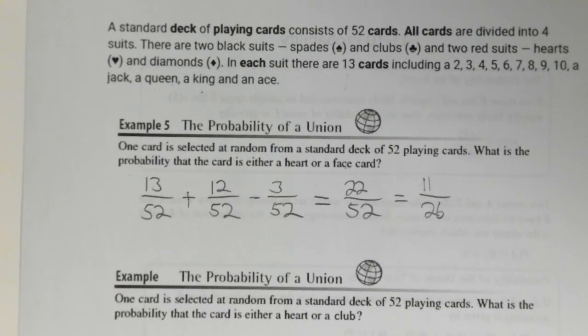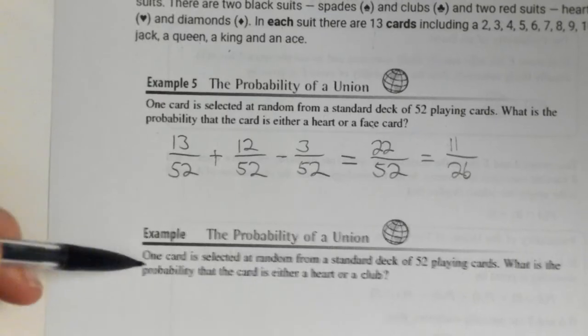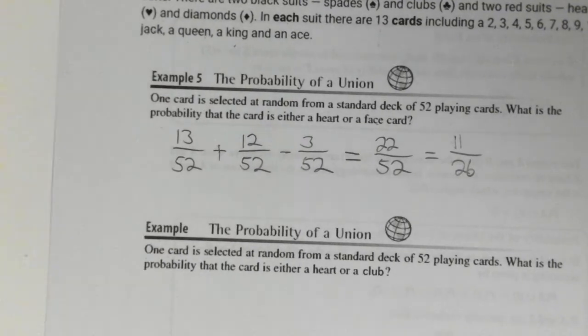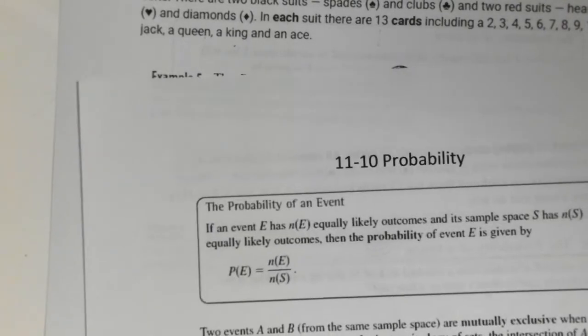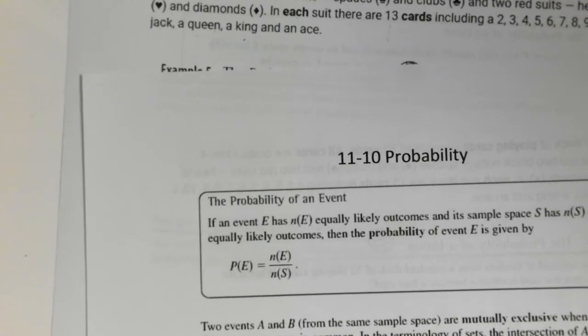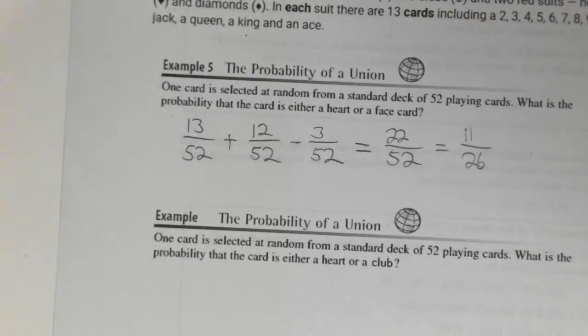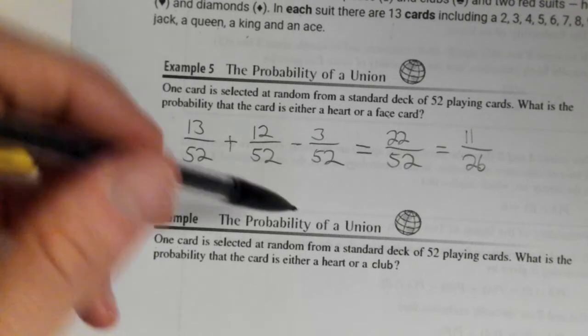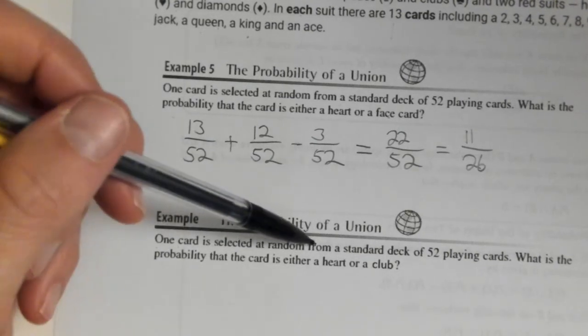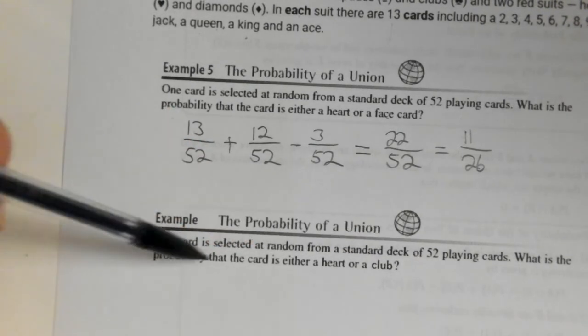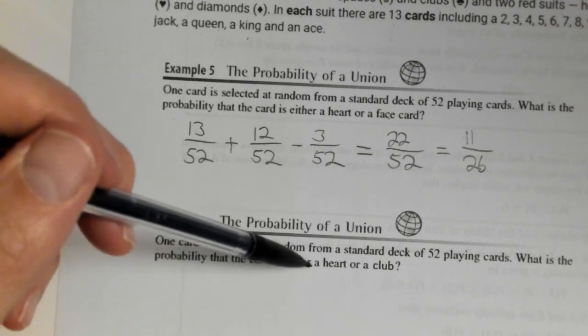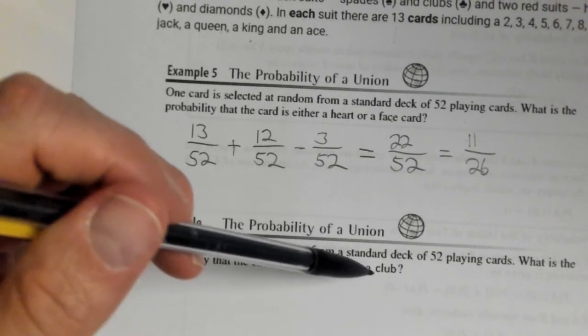Okay, now the next thing we want to look at. Okay, so one card is selected. So once again, since one card is selected, that's the probability of a union, right? And it says one card is selected at random from a standard deck. What's the probability that the card is either a heart or a club?